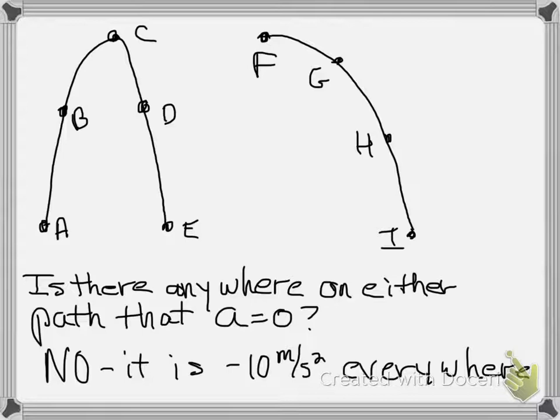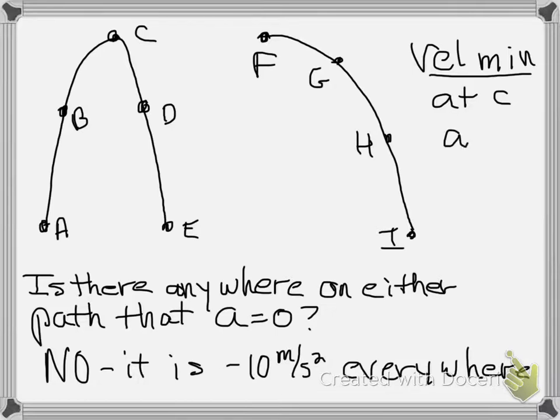Is there anywhere on the path that the velocity is minimum? Well, we have a velocity minimum for the projectile on the left at location C, equal to the horizontal speed. And if we launch horizontally, we have a velocity minimum at F.